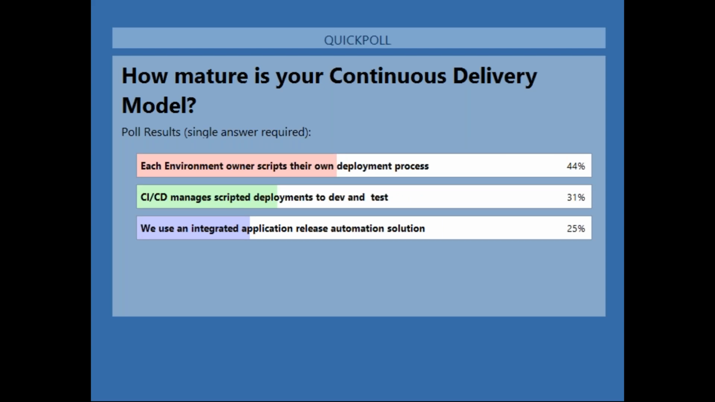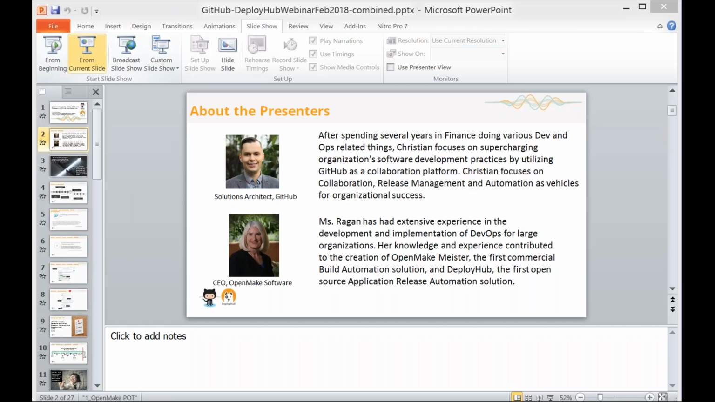44% say each environment owner scripts their own deployment process, followed closely at 31% with CI/CD managing scripted deployments, and 25% use an integrated application release automation system. So some of you have matured up to that highest level, which is where most companies are trying to get to. And several of us are still back there doing what we can with the CI/CD process. So I think that you'll see that automating these pieces, continuous deployment, is as critical as automating continuous build and continuous test.